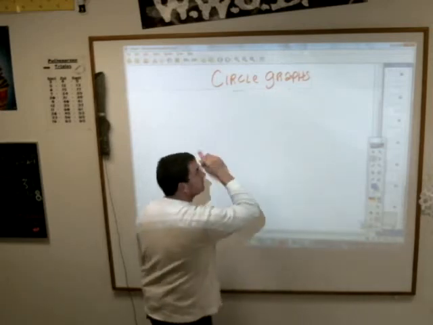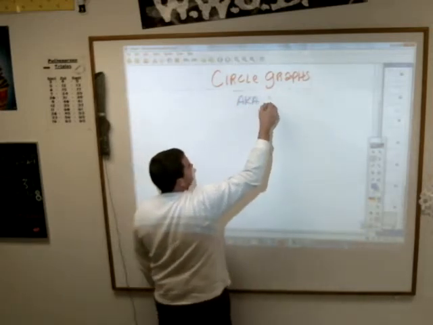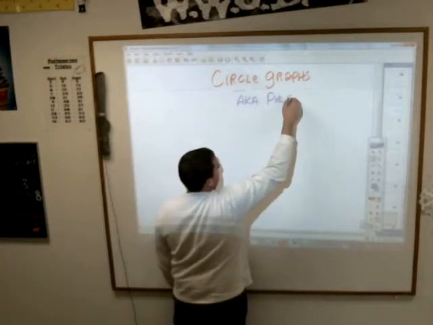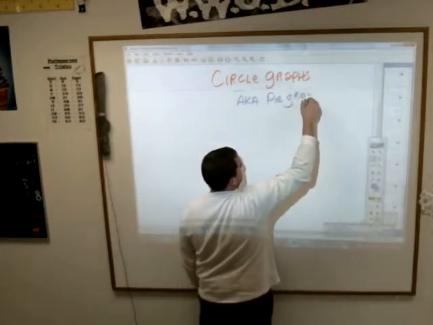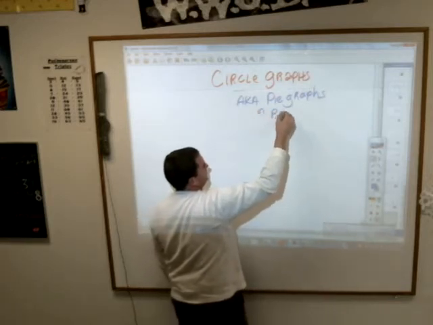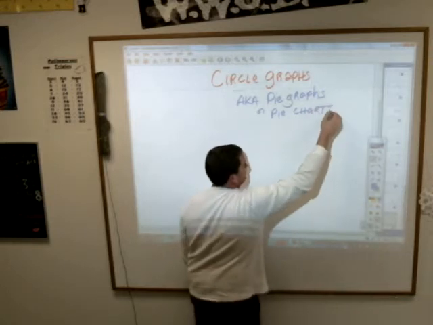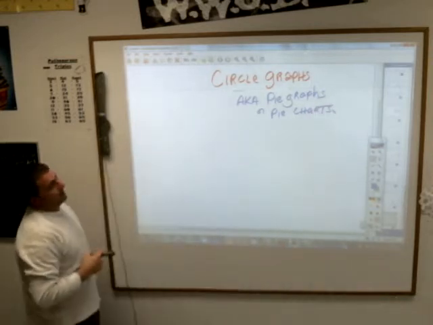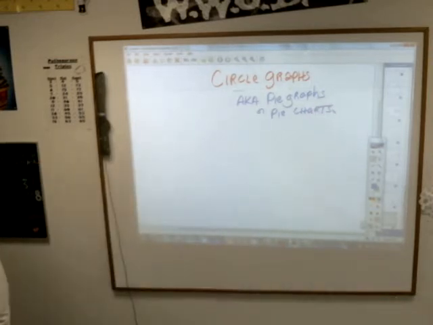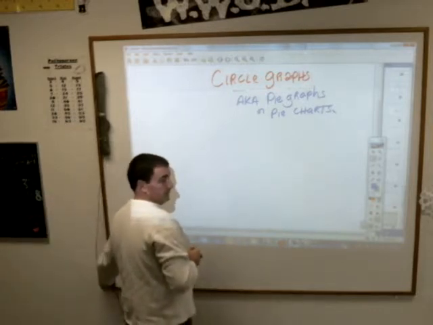Circle graphs, also known as pie graphs and or pie charts, would be the same thing. Okay. And when do we use circle graphs? Why not use a bar graph? Why not use a broken line graph? When do we use the circle graphs there?